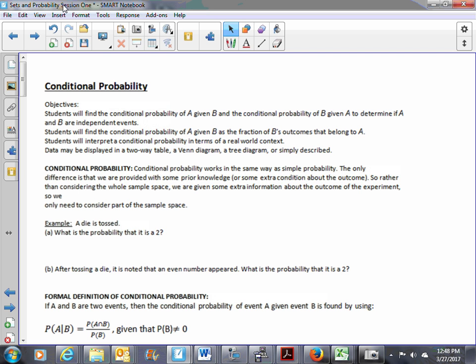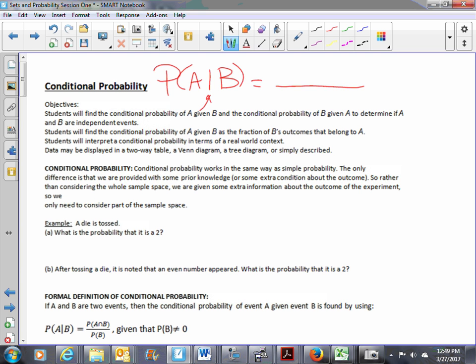And we're starting out with conditional probability. Now, we had a little bit of conditional probability at the end of the last one. Probability of A given B. The up and down line here means given. The idea is that what we want to know is what is the probability that A will occur if we know that B has occurred or will occur. It turns out that the formula for this is the probability of A intersect B, in other words, the probability that both of them occur, over the probability that B occurs.